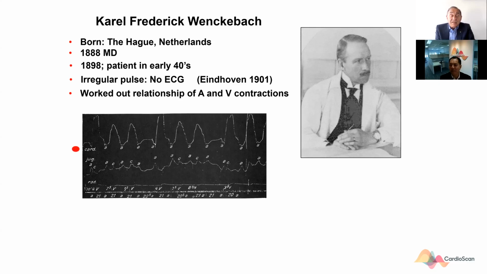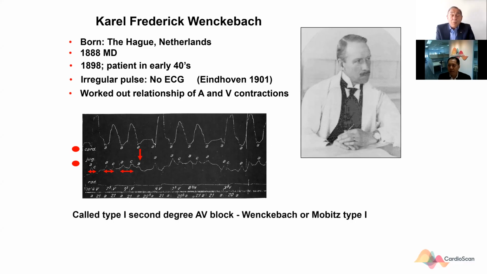So Wenckebach used the carotid artery, and he used the jugular vein to determine that there was a discrepancy between the atrial and ventricular contractions. And as you can see on the lower line, the A and C of the jugular venous pressure was narrow to start with. The next beat was wider, and this is atrium to ventricular contraction. And then atrium to ventricular contraction increased again, finally ending with a drop beat. This was called type 1 second degree AV block, or Wenckebach, or Mobitz type 1.